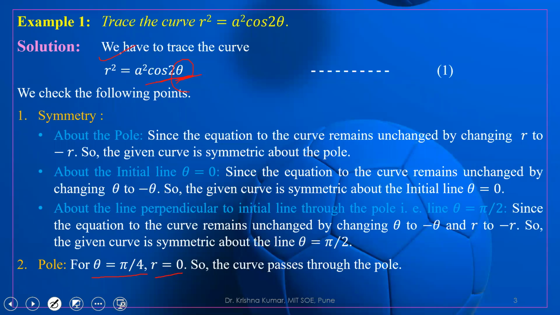Now the second thing is, we have to find the tangent at the pole. How to find the tangent at the pole? The tangent at the pole is given by r equal to 0, which means r square equal to 0. What is the value of r square? a square cos 2 theta equal to 0. But a square is an absolute constant, it cannot be 0. So cos 2 theta equal to 0.